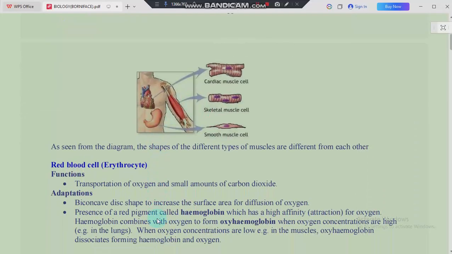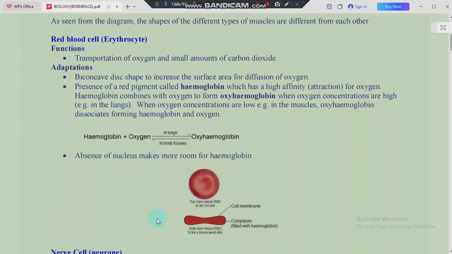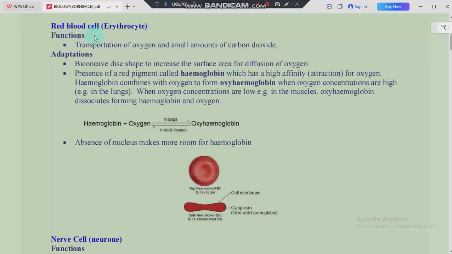All right. So now, let's move on to another specialized cell, which is the red blood cell. These red blood cells are also known as erythrocytes. And these erythrocytes, the function is to transport oxygen and small amounts of carbon dioxide. Now, what adaptations, what features do the red blood cells have to perform their function? Number one, there is a biconcave disc shape, which helps to increase the surface area for the diffusion of oxygen.